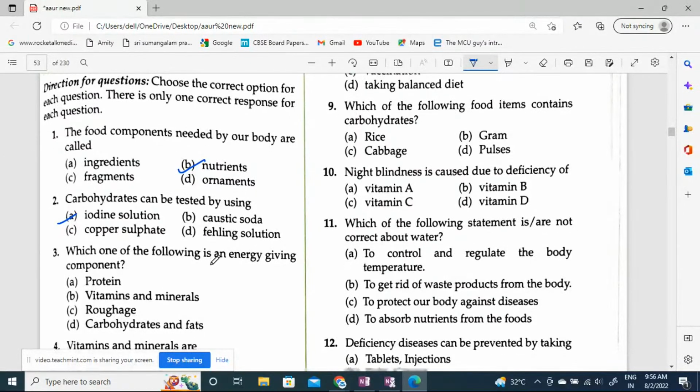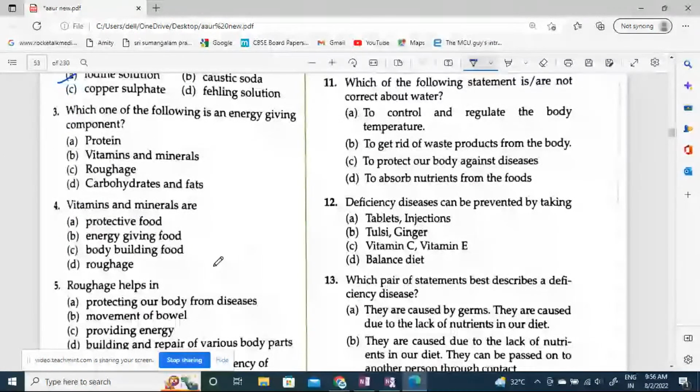Third. Which of the following is an energy giving component? That is carbohydrates and fats. Listen, Athar. After the lecture, thoroughly learn the name of the test for different nutrients, the change in color, etc. You are not big enough that you remember everything.